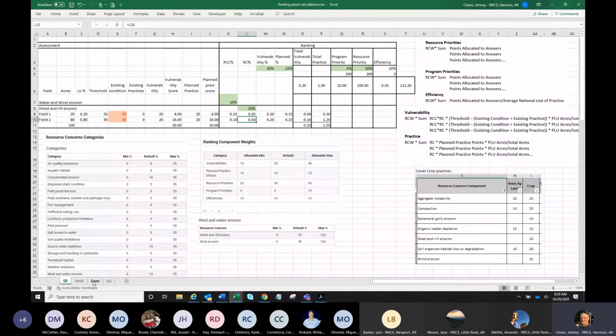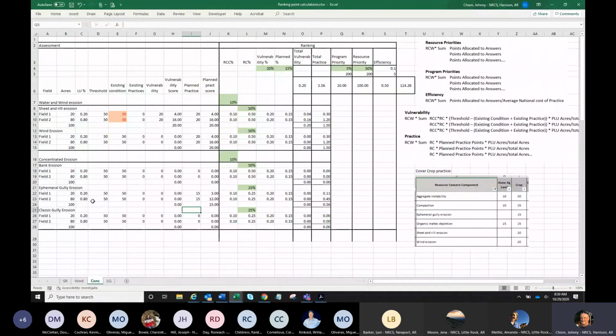For example, under concentrated flow, ephemeral gully, there's one question: are there ephemeral gullies present? Well, if there are not any, then they get 51 points. That's their existing condition. If there are gullies out there, they get 1 point. So then that's a problem. Basically, through geospatially determining thresholds, a lot of these thresholds are just set at 50, but the questions they answer give them certain points.